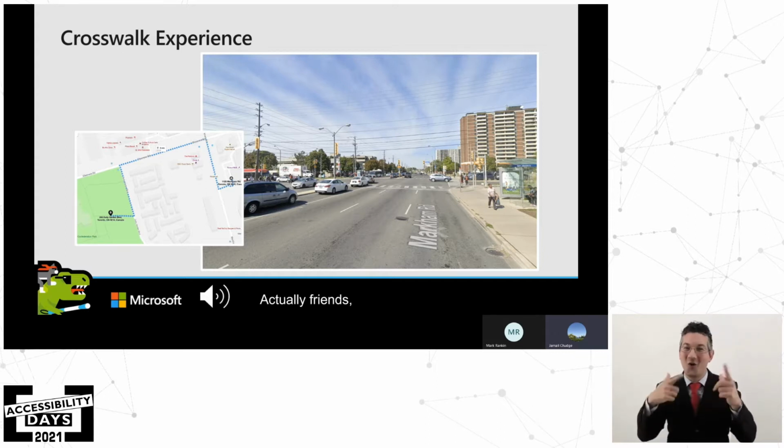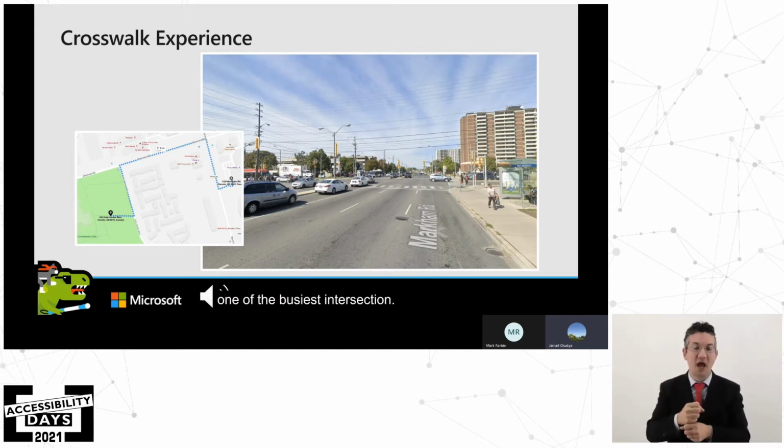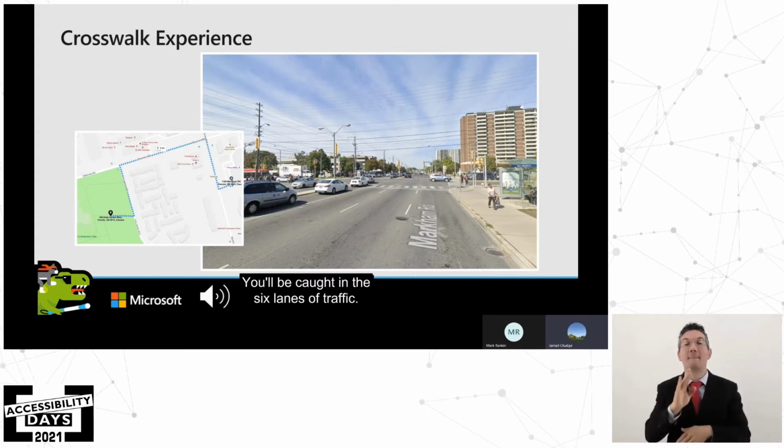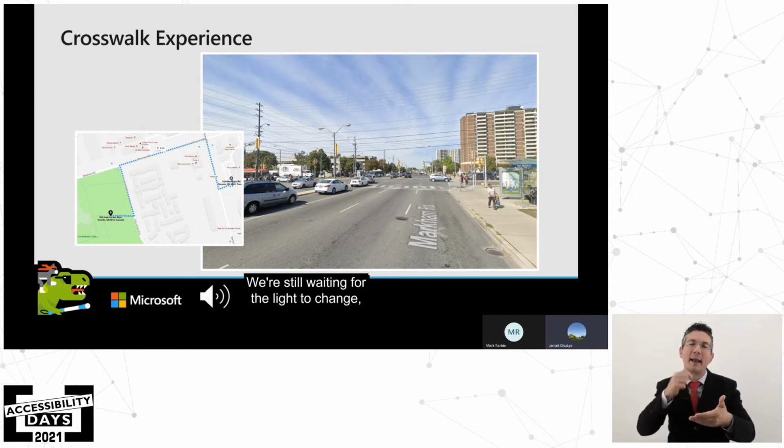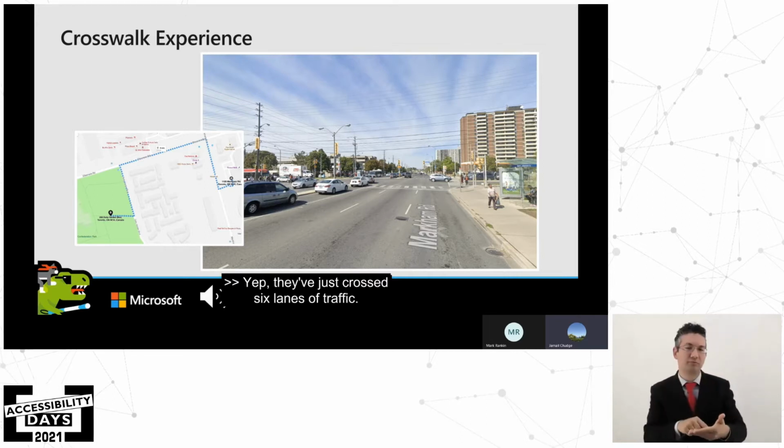Actually, friends, the intersection, which is Markham and Ellesmere, is one of the busiest intersections. We'll be crossing 6 lanes of traffic. We're still waiting for the light to change, friends. Okay, let's go, Valora. Yep, they've just crossed 6 lanes of traffic.